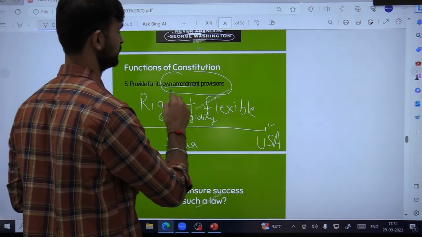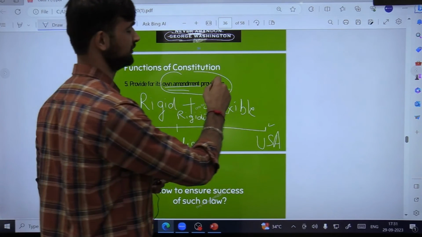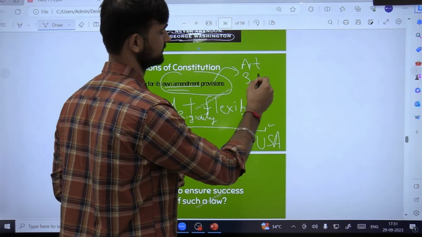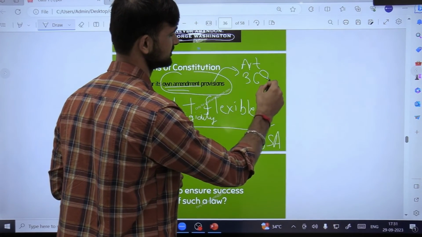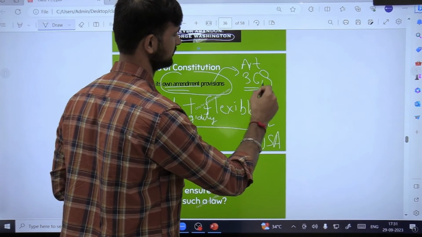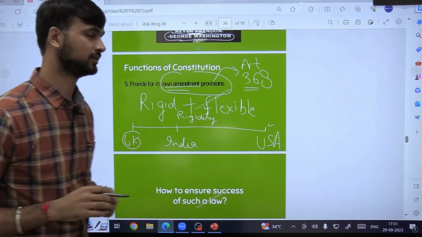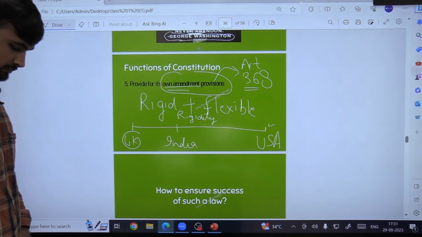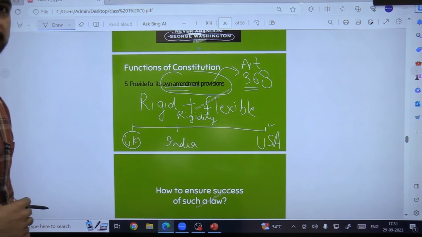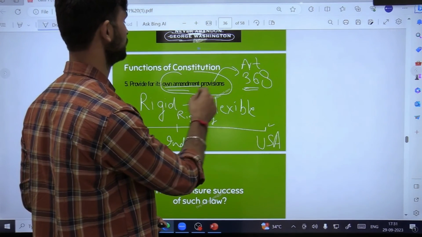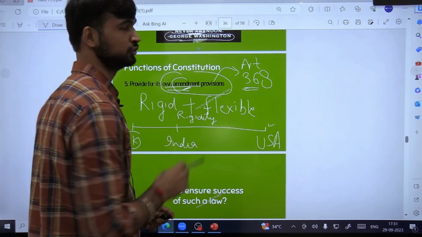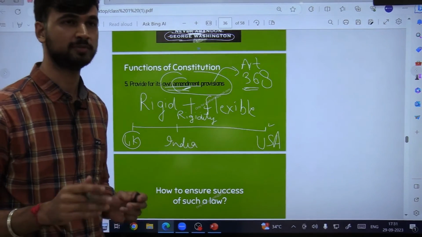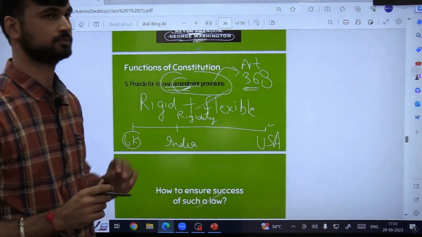It provides for its own amendment provision, and the provision is enshrined in Article 368. You have to learn this article. Okay. Article 368 defines the provisions of how the Constitution of India can be amended. Three types of provisions are there. It can be amended by simple majority, special majority. We'll discuss when we talk about this particular article.